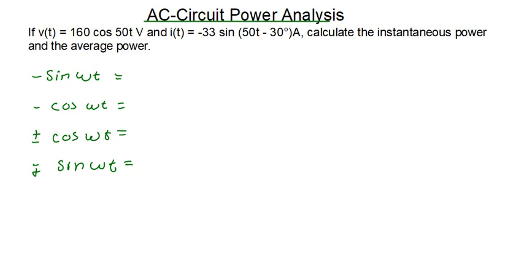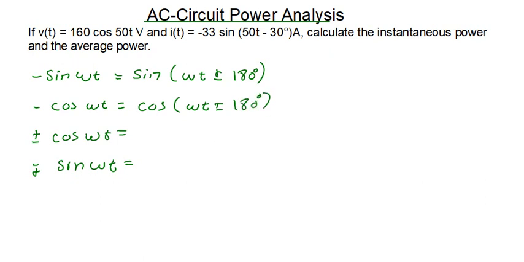So for the first one, this is simply equal to sine omega t plus or minus 180 degrees. What about the second part? This is going to be equal to cos omega t plus or minus 180 degrees. The third part will be equal to sine omega t plus or minus 90 degrees. Then the last part, you have cos omega t plus or minus 90 degrees.